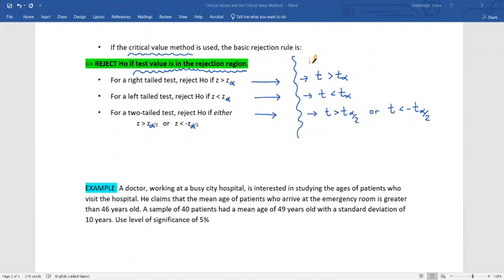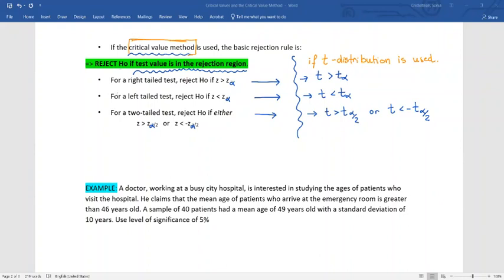So I'll just write down here if T distribution is used. Now, the critical value method was actually the first method used in statistics in doing hypothesis tests. And at that time, the technology was not advancing so fast. We were using tables. And this is actually called the traditional method.